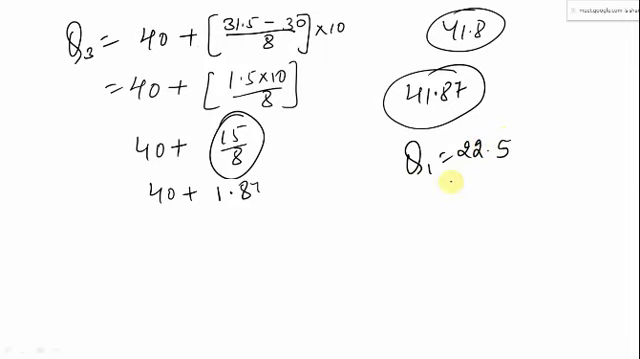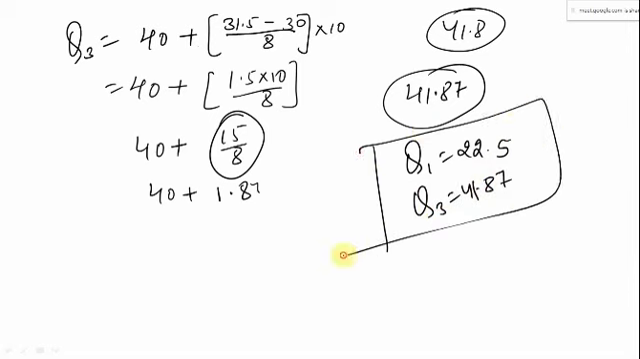So 22.5 is Q1, Q3 is 41.87. So now quartile deviation.